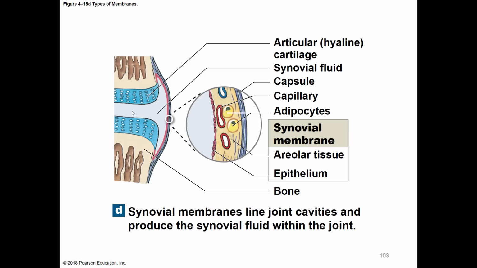Okay, so here is a synovial membrane, and this represents a joint. Here's one bone, here's another bone, and this is the joint capsule. And lining the joint capsule in red is the synovial membrane. Synovial membrane produces synovial or joint fluid, which would be found all in here, and that is also going to reduce friction in the joint.